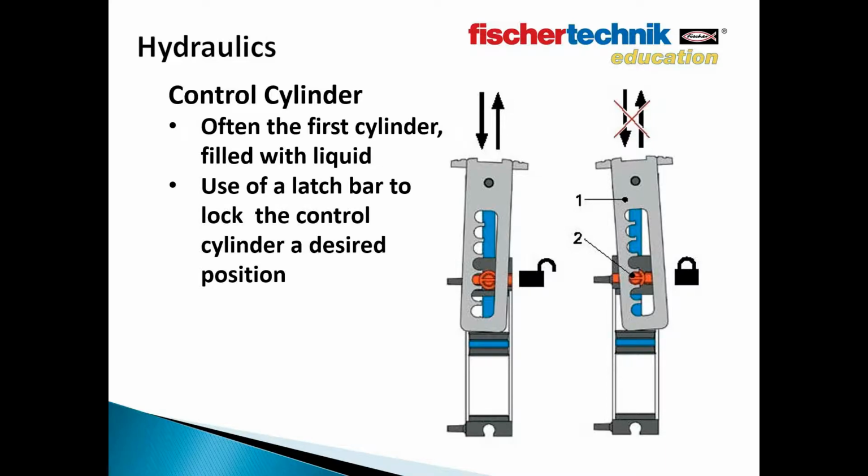The use of a latch bar to fix the control cylinder at a desired position is discussed. Without this locking of position, whatever was being moved by the hydraulic system, such as the arm of a heavy excavator, would return to its original position as soon as the control cylinder is released.